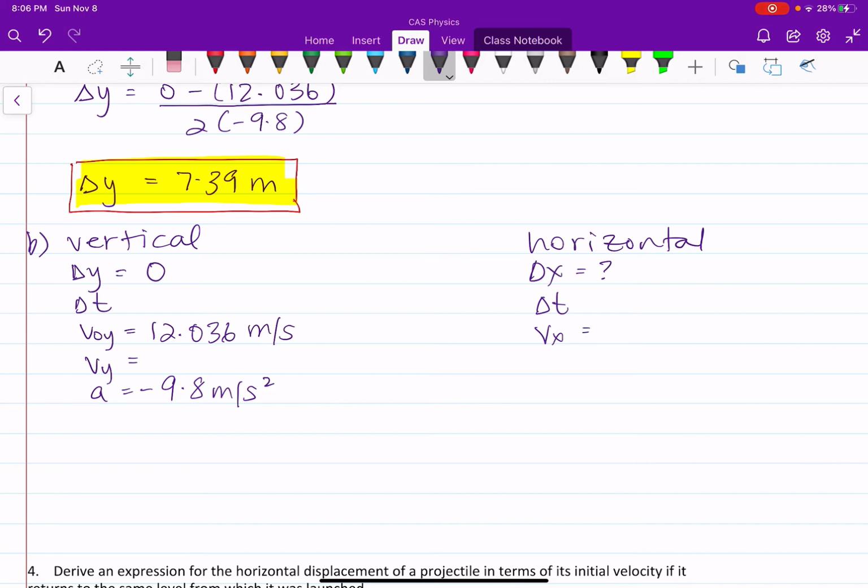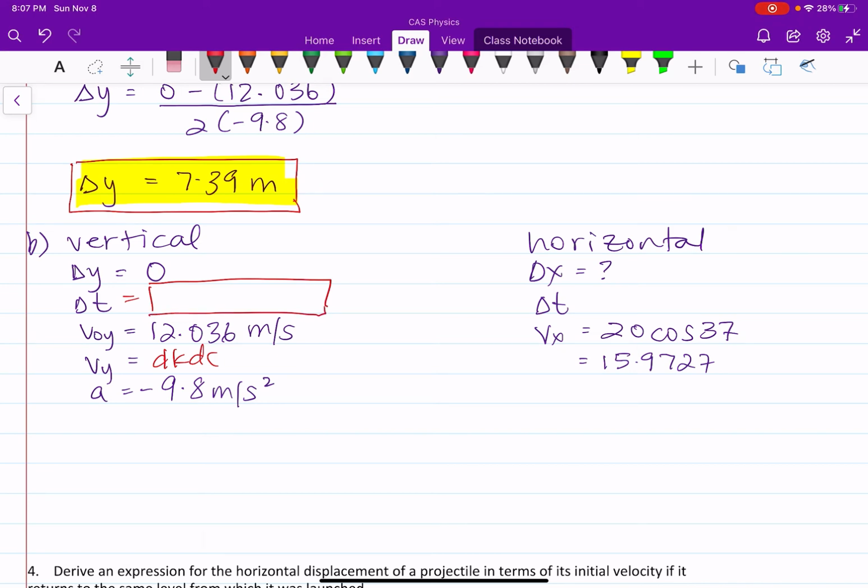And my Vx, I can easily solve by doing 20 cosine of 37. And that, when you do the math, works out to 15.9727, around that. So let's see. My Vy is don't know, don't care. I'm solving for time. You see there's a kind of pattern here; a lot of them have this format. We'll put that number in here, and then we'll use what we have to solve for the delta x.